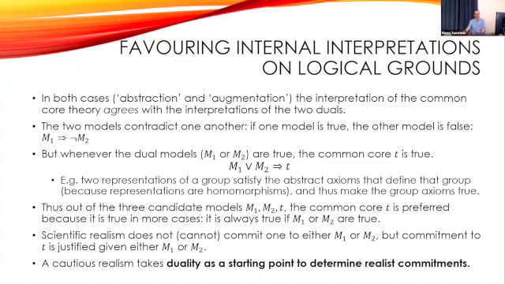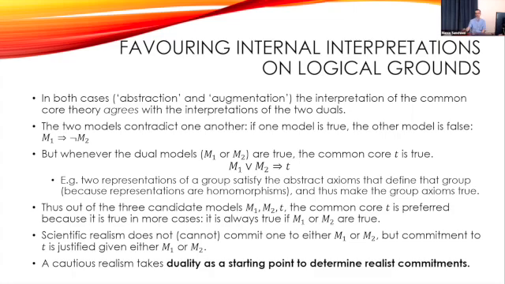Now, whenever the dual models are true, the common core theory is also true. So the common core theory comes out to be true if either M1 or M2 is true. So we don't need to know which of M1 or M2 is true, or it is not even necessary that one of them should be true. So two representations of, for example, a group satisfy the abstract axioms that define that group, because representations are homomorphisms, and thus make the group actions true.